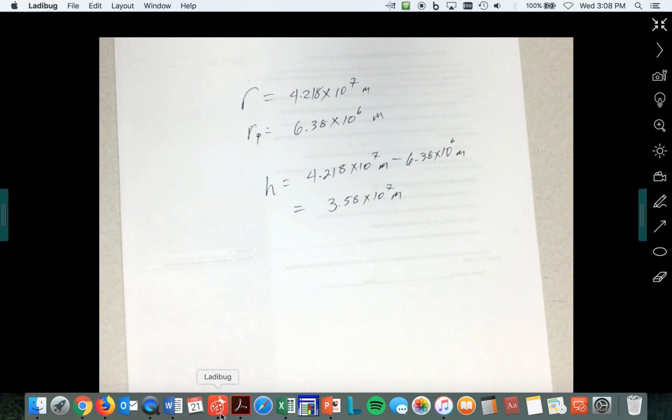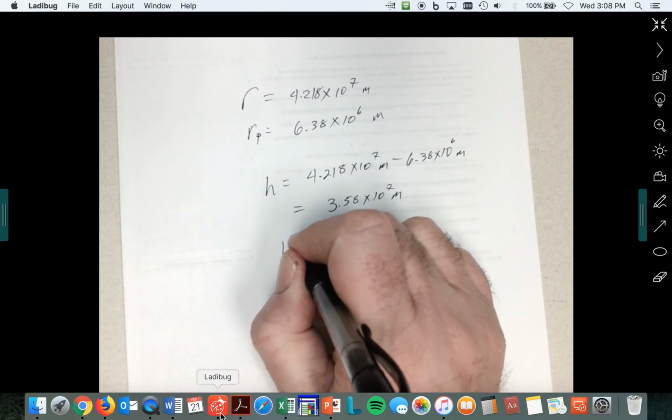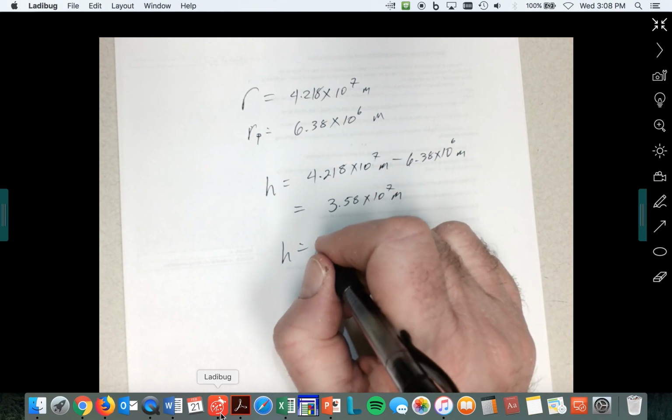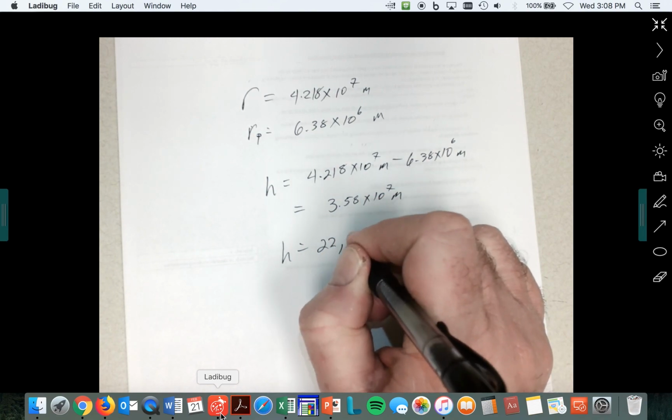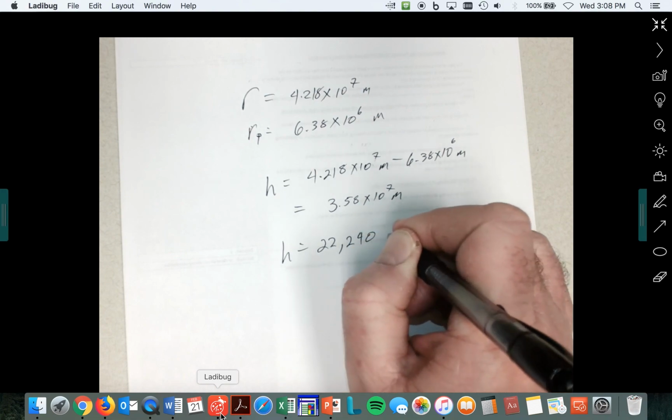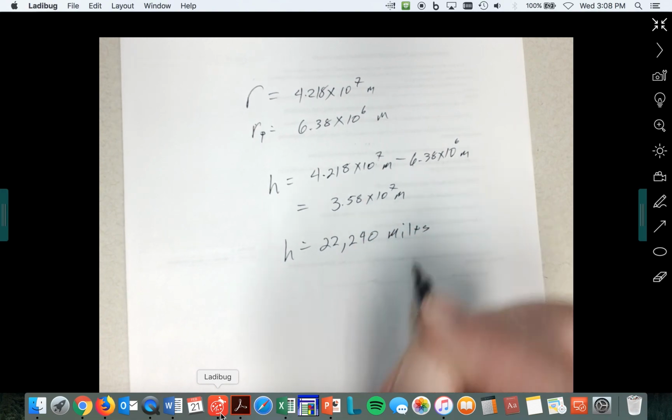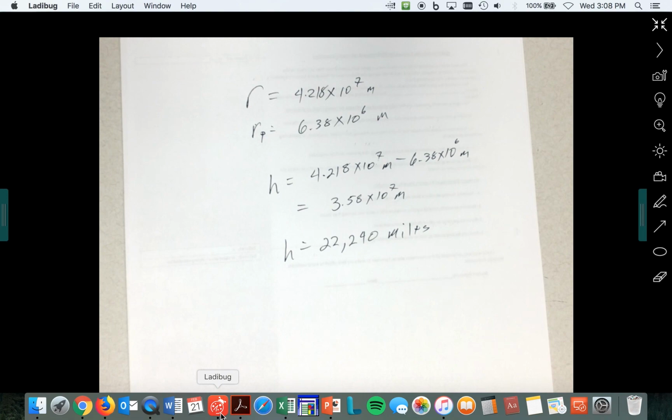Divided by 1609, which is how many meters are in a mile. It's about 22,000 miles up in the air. 22,240 miles in the air. That's how high up they are. Jet airplanes fly at 5 or 6 miles above the ground. Okay, so they're up there. All right, that's fun stuff. I like this stuff. So hopefully that was okay. Kind of lost my nerve there at the end, but it actually worked out all right.